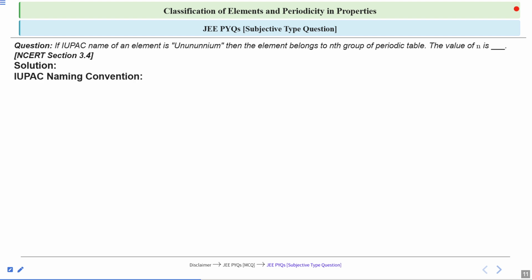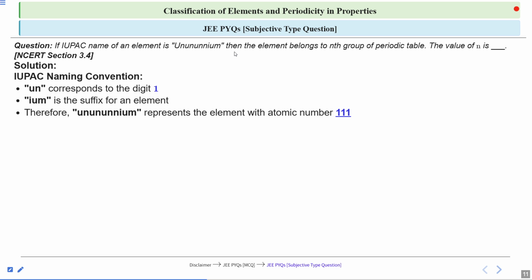First of all, we will try to relate the atomic number to the given IUPAC name. So "un" is written three times, and "un" is the numerical root for digit 1. And "ium" is the suffix which comes after putting all the numerical roots. So this is a general pattern to write the atomic number of elements that are higher. Following these two trends, we can say that the atomic number of the given element is 111.